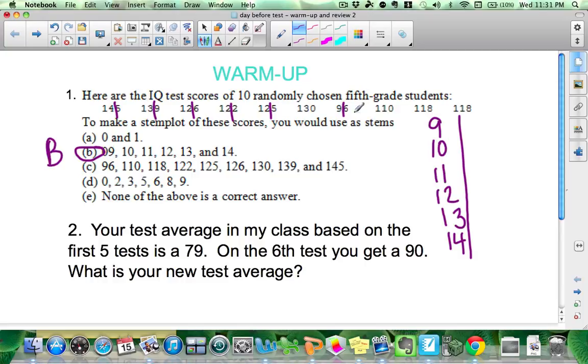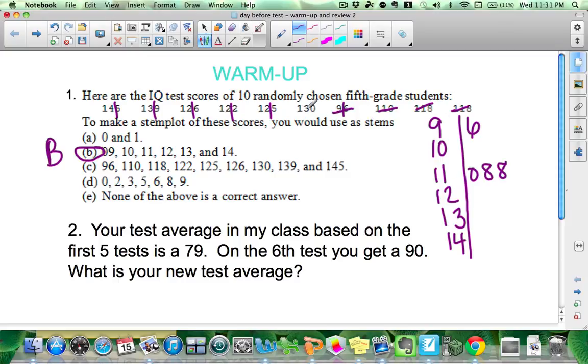And then on the right-hand side, all the 90s, well, that's just 96. All the 100s, there aren't any. That doesn't matter. I can't skip it. I just leave it as a placeholder. The 110s, I see 110 exactly. I see 118, which occurs twice, and I think that's it.